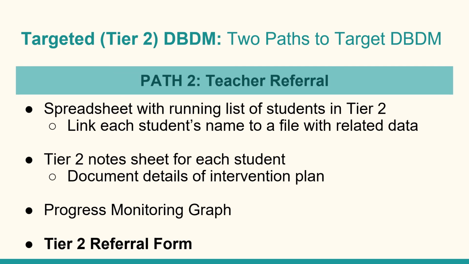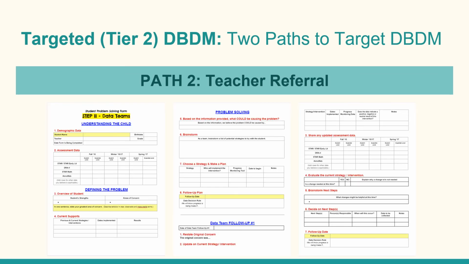For these students, you will want the same documentation as the students from Path 1, but in addition, you might consider having a teacher complete a Tier 2 referral form. This is an example of a student referral form. The steps in red lead the team through the conversation. Some similar forms even include the estimated number of minutes that should be spent discussing each step so the team doesn't get stuck on one piece of the process.